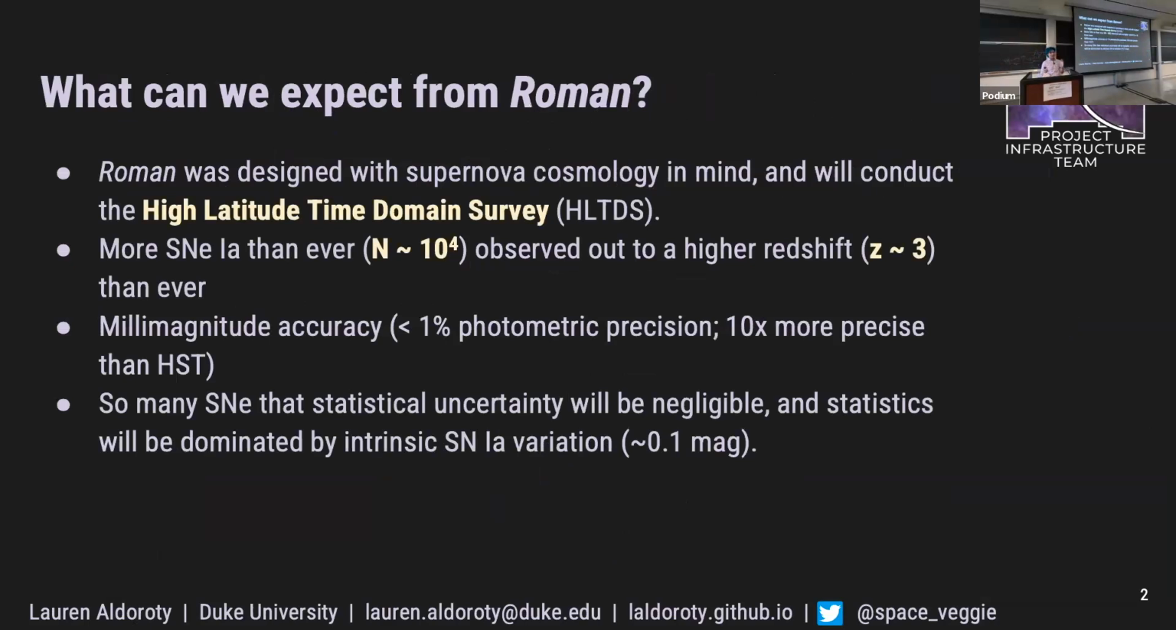So what can we expect from Roman, first of all? Type 1a supernovae are extremely powerful tools for measuring the expansion of the universe, and Roman was designed with this in mind, and will conduct the high latitude time domain survey, which will be designed to leverage this. We expect to find more type 1a supernovae than ever, out to a higher redshift than ever, at better precision than ever, and there will be so many that the statistical uncertainty will be negligible, and statistics will be dominated by the intrinsic variation in type 1a supernovae.